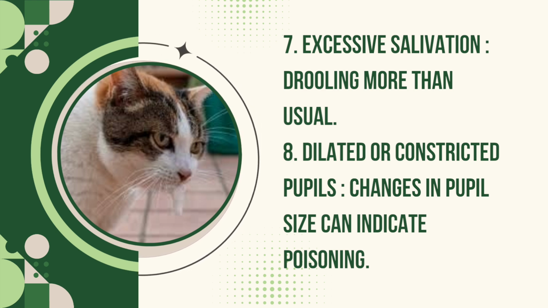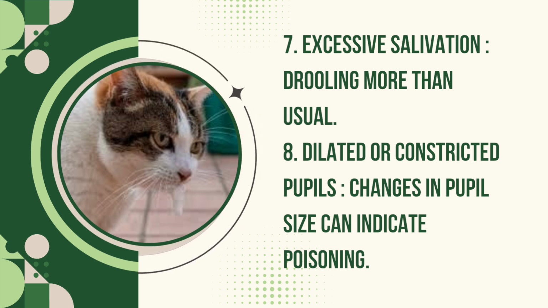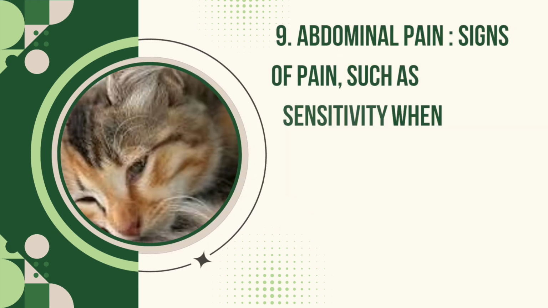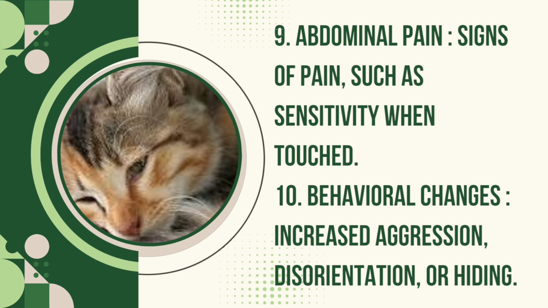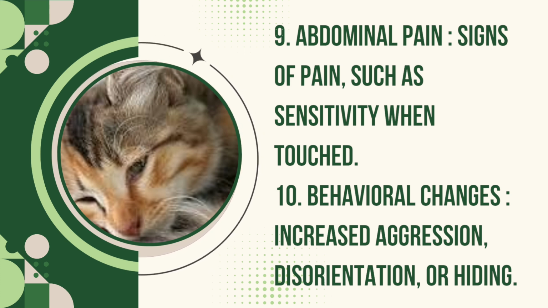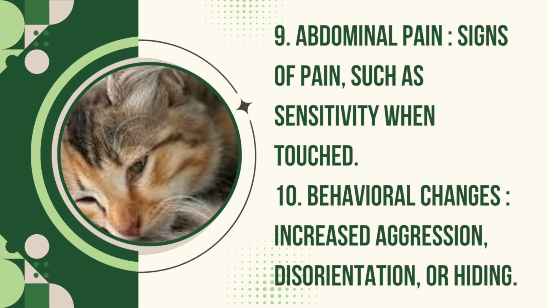8. Dilated or constricted pupils. Changes in pupil size can indicate poisoning. 9. Abdominal pain, signs of pain, such as sensitivity when touched. 10. Behavioral changes, increased aggression, disorientation, or hiding.